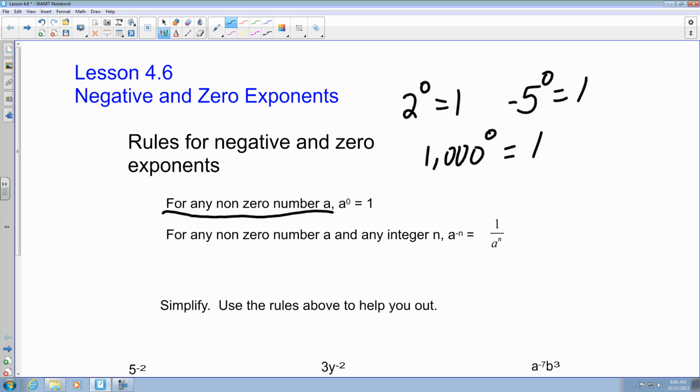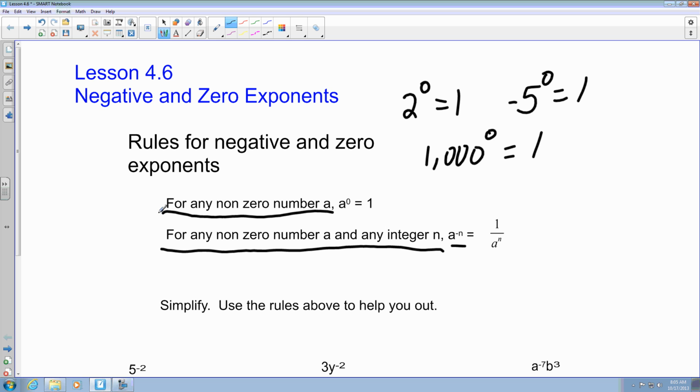Now, the rule for negative exponents reads like this. If you have any non-zero number, we're going to call it a, and any integer n, so if we have a raised to the negative n power, in order to make my exponent a positive number, I must have it 1 over a to the n. So if our value is a negative number in the numerator, it'll be positive in the denominator.